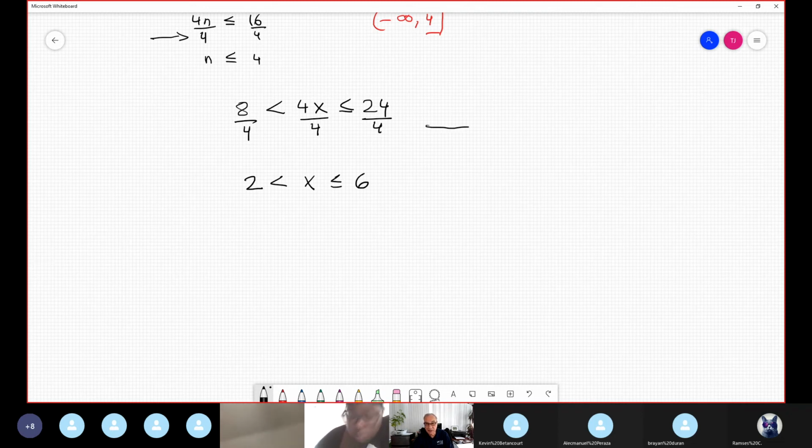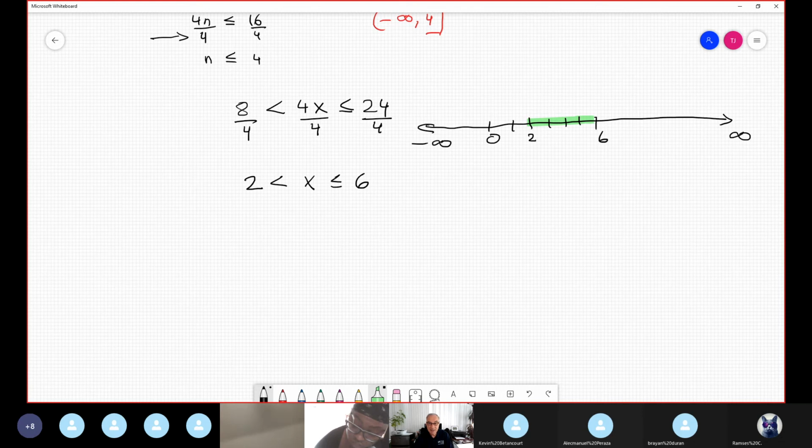So how do you represent this answer? Well, you represent it like that. There is a 0 here. 1, 2, 3, 4, 5, 6. Okay, it's the interval between 2 and 6. So it's less than 6 and greater than 2. What about the parenthesis and bracket? Do you understand this representation or no? Okay, go. Listen to me.